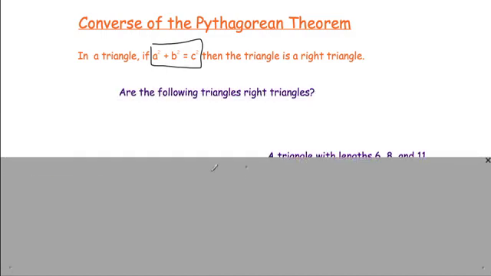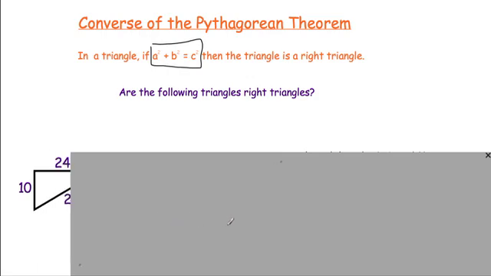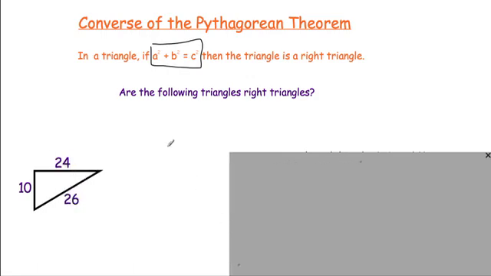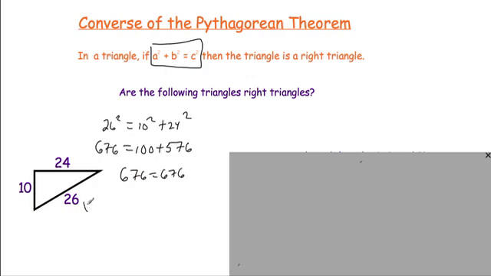So let's try these. Are these right triangles? Well, let's see the first one. Now, we always know the longest side is going to be c because it's the hypotenuse. So, is 26 squared equal to 10 squared plus 24 squared? 26 squared is 676. 10 squared is 100. 24 squared is 576. 100 plus 576, that's 676, equals 676. So, yes, that is, in fact, a right triangle.